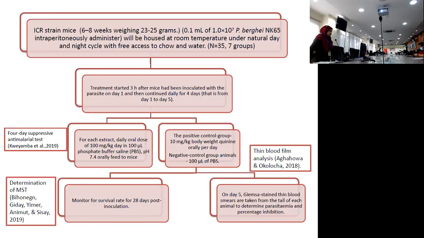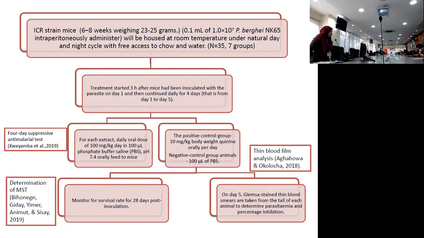So for phase 2, I'm using ICR strain mice, and they will be intraperitoneally administered with P. berghei. And then the treatment will start 3 hours after the mice have been inoculated with parasite on day 1, and continue daily for 4 days. For each extract, there are 7 groups: one positive control group, one negative, and the others on the extract itself. So the doses are increasingly given: 100 milligrams per kilogram, 200, and 400, at a daily oral dose.